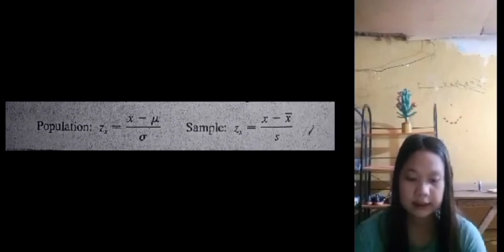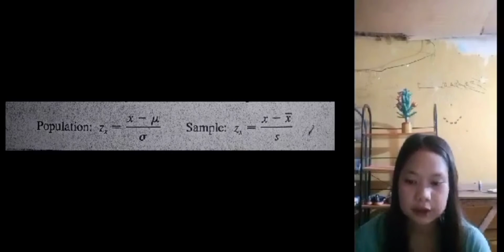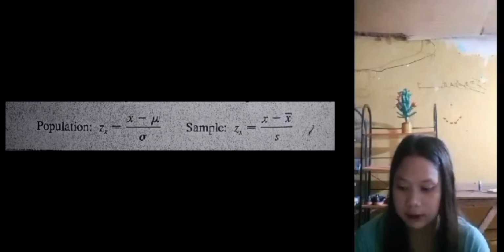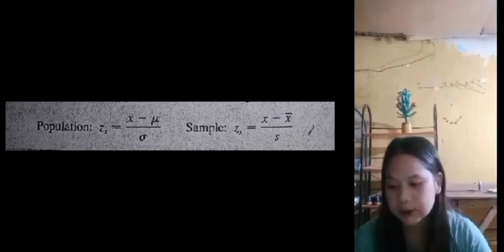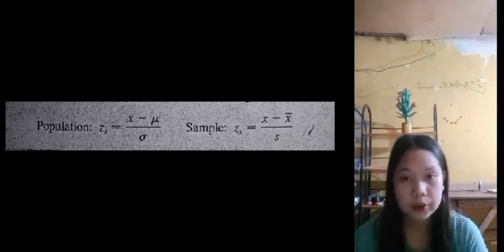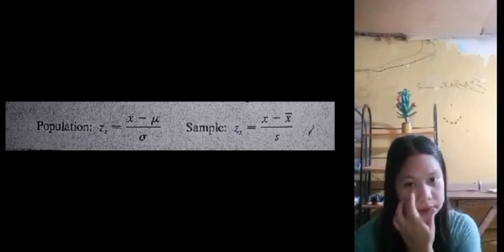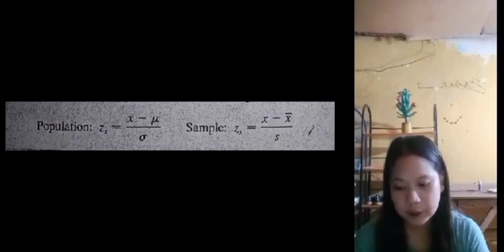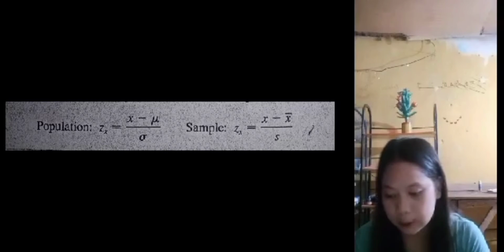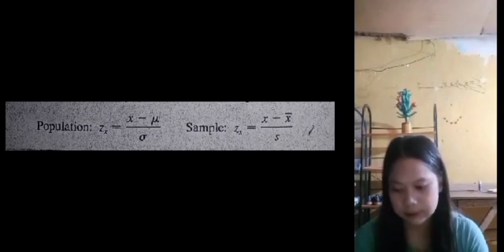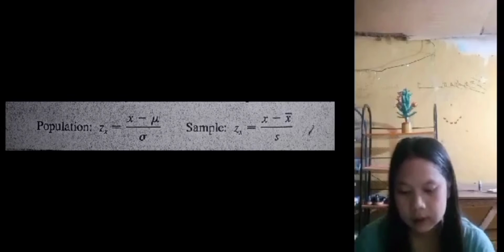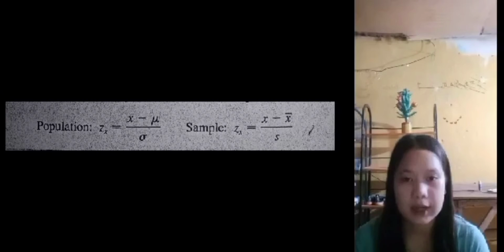So, meron po tayong dalawang formulas. This is z-score for population and z-score for sample. So, sa population, x minus mu or x minus mean over standard deviation. And for the sample, z is equal to x minus mean over standard deviation. So, yun po yung dalawang formulas.